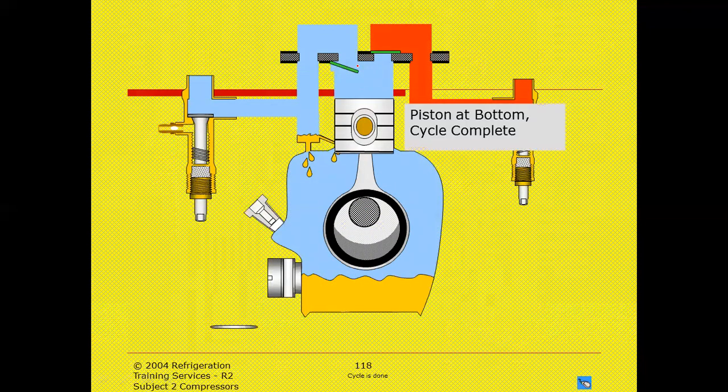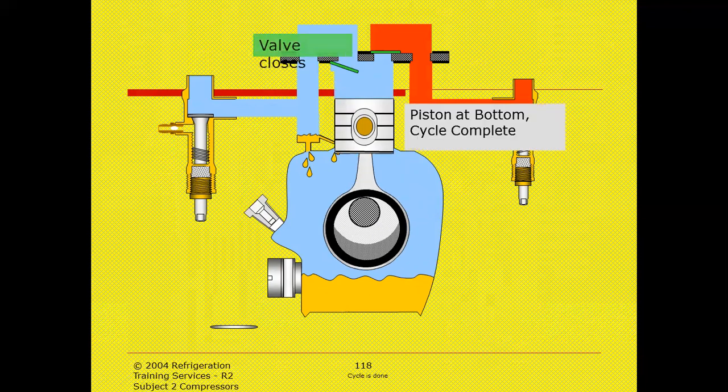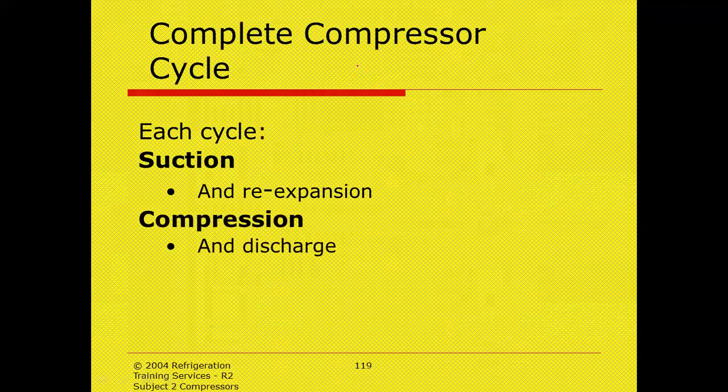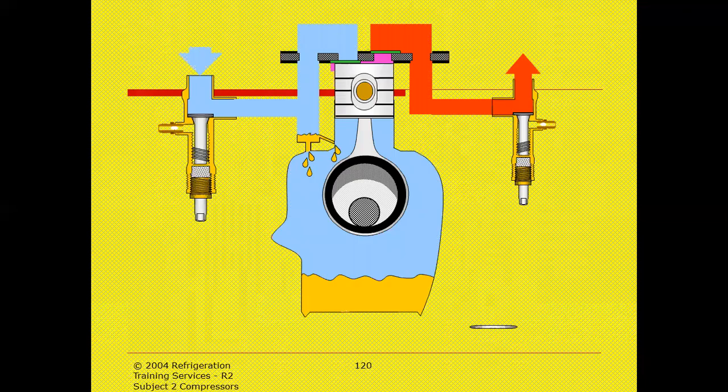Now see here, the piston at the bottom, the cycle completes. Okay, now in each cycle, what do we do? In each cycle, on the suction side, we are having re-expansion. On the compression side, we are having the discharge. In the following continuous cycles, we will do the same process.